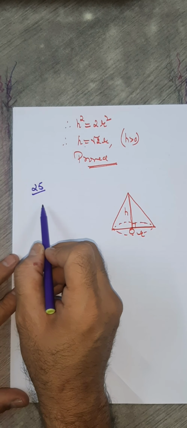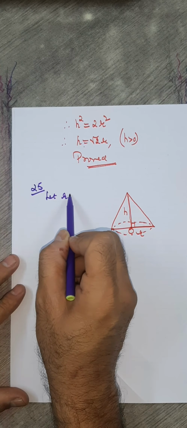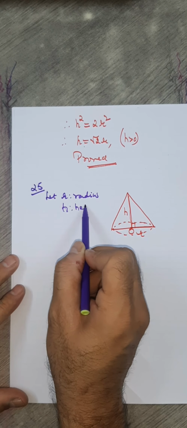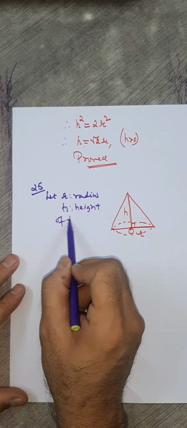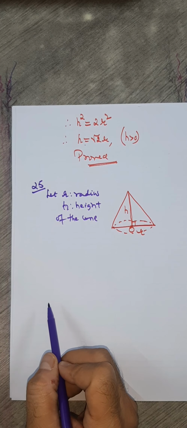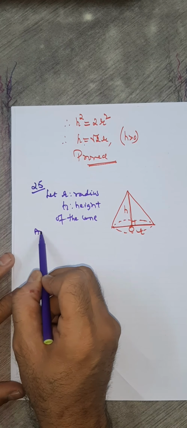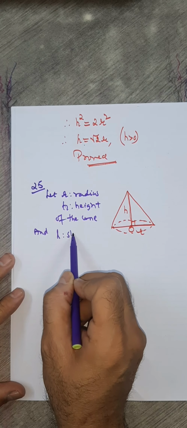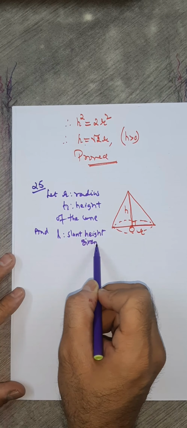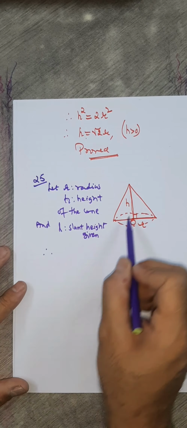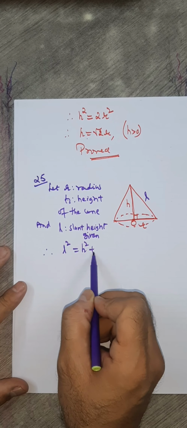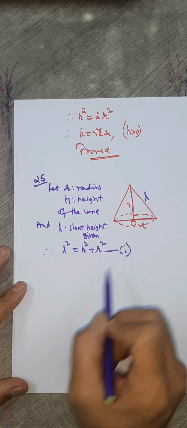This is L. You are given, let me write first, let R equal the radius and H equal the height of the cone. We have taken these two as variables here. And L equals the slant height given. Slant height is given, that means this is treated as a constant. Therefore, in this right angle triangle, L squared is equal to H squared plus R squared. So this is our equation number 1.